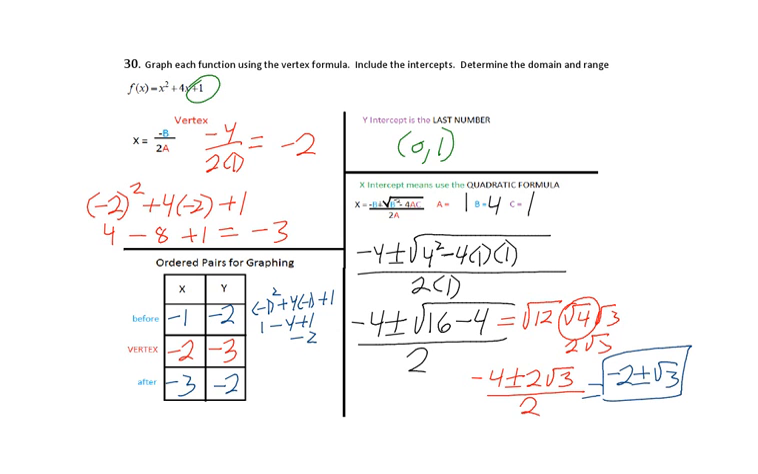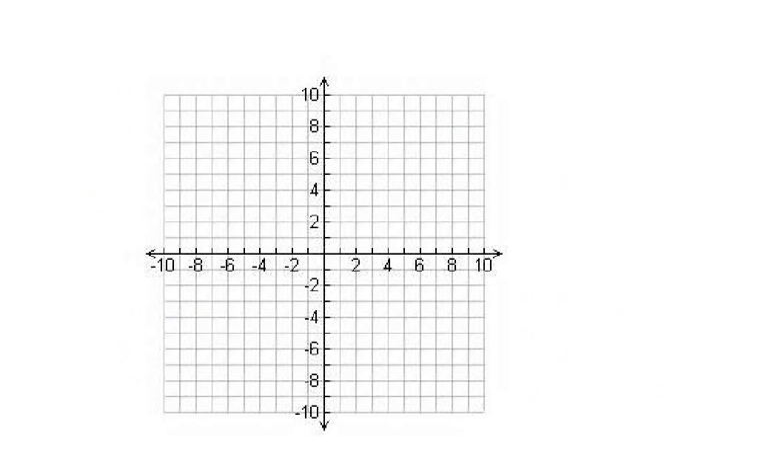So first, the vertex was at negative 2, negative 3. So that's 2 to the left, 1, 2, and 3 down, 1, 2, 3. There was also another point at negative 1, negative 2. So that's 1 to the left and 2 down. And then negative 3, negative 2, which is 1, 2, 3 to the left, 1, 2 down. But nonetheless, it's still the letter U.